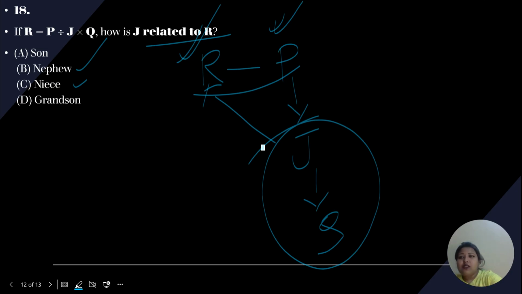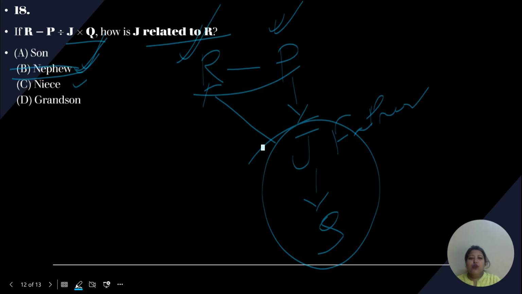But that is why we have to find out J into Q. So J is the father of Q. That means J is a man. So when you are a man, you will be nephew. So nephew is the correct answer.